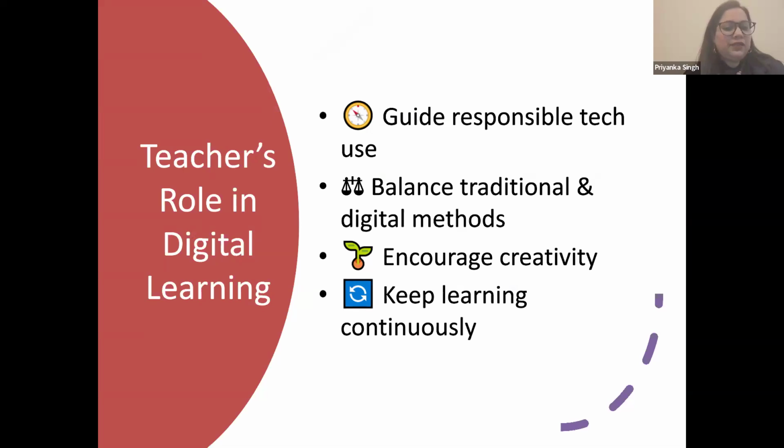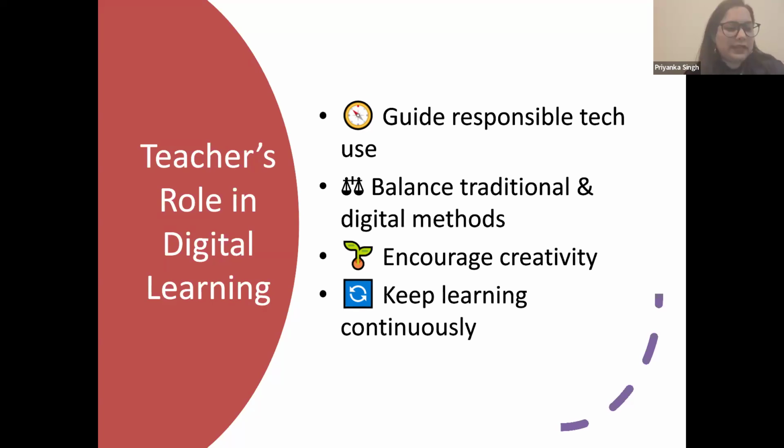Teacher's role in digital learning, it's very important. You need to be a guide also, so that responsible tech usage is happening. It's not that the internet is just provided to students and they do anything and everything using the internet. You should be guiding them how to write a particular piece of information, a particular keyword, how to fetch information from the internet, and then how to use it. So this is a very important role. Balance traditional and digital methods. Nowhere are we saying that the traditional way of taking up things was not good and digital methods are very, very nice.